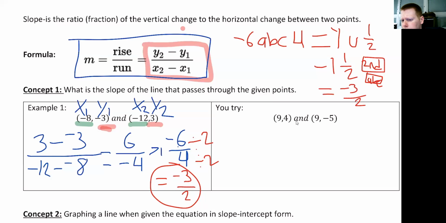So what I want you guys to give a try is this second example. See if you can find the slope between these 2 points.